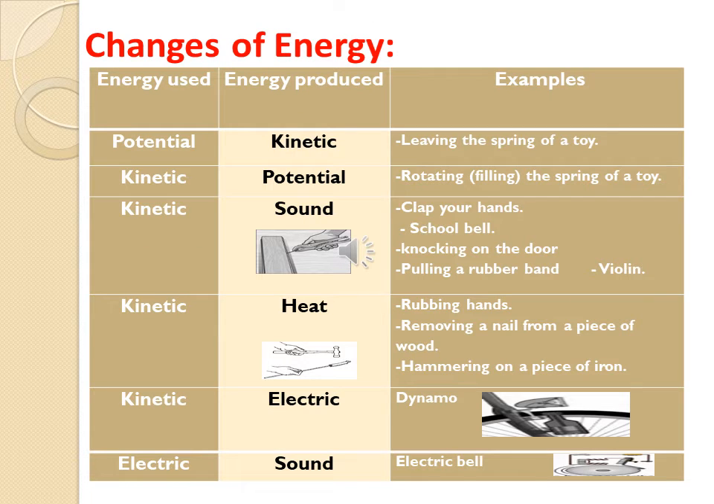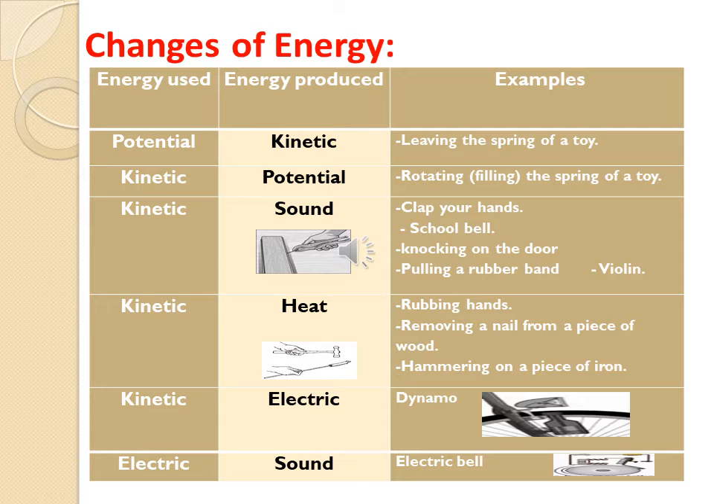Changes of energy. The energy used will be potential, and the energy produced which we need to use is the kinetic. If you want to change one form of the energy to another one, we will start with the potential and change it into kinetic. For example, leaving the spring of the toy to move. If we leave the spring of the toy, it will start to change the potential energy stored in the toy into kinetic, and the toy will start to move.